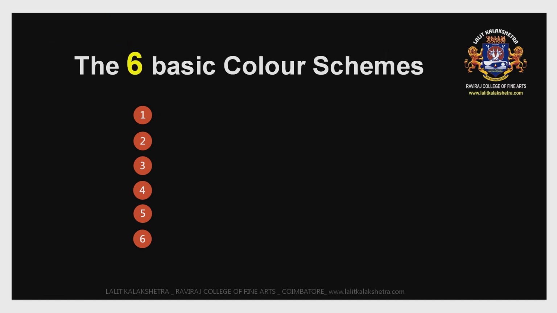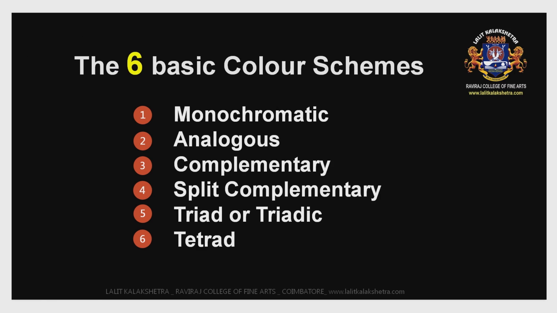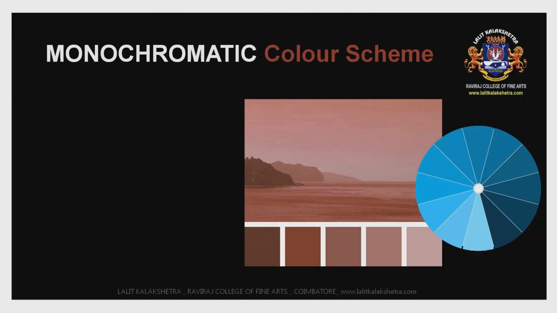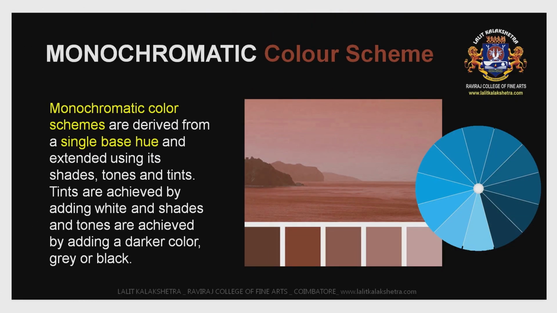The 6 basic color schemes: monochromatic, analogous, complementary, split complementary, triad or triadic, tetrad. Monochromatic color scheme. Monochromatic color schemes are derived from a single base hue and extended using its shades, tones and tints. Tints are achieved by adding white, and shades and tones are achieved by adding a darker color, gray or black.